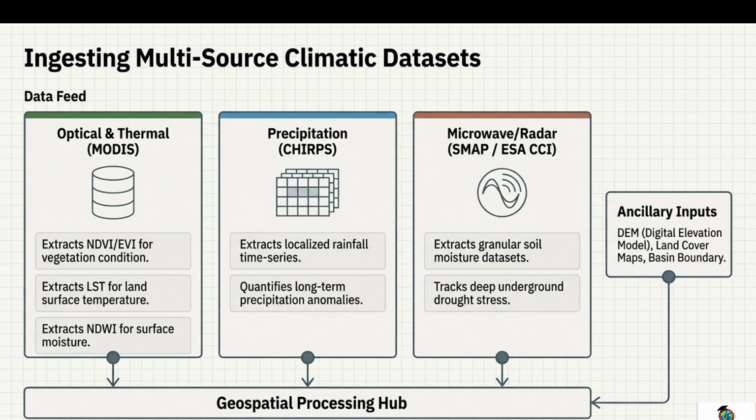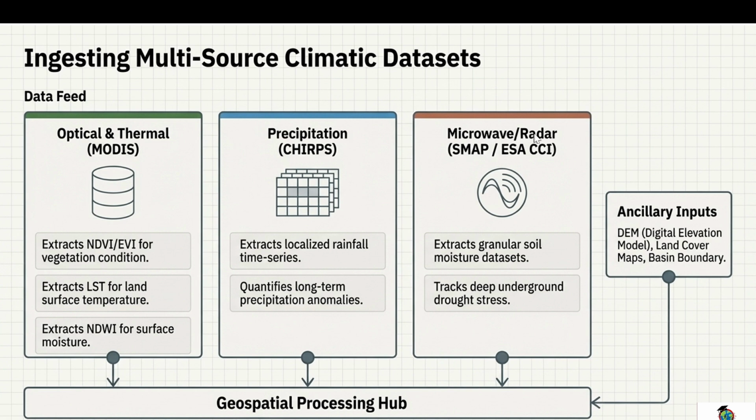After that, when you work with the multi-source climate datasets, first of all, MODIS is one kind of satellite data. We can easily get different types of NDVI, EVI for vegetation condition. We also get the LST for land surface temperature, and the NDWI for surface moisture. So from MODIS we can easily get this type of item, and from CHIRPS, basically, it provides the precipitation. We extract the localized rainfall time series from here, and quantify long-term precipitation anomalies from here.